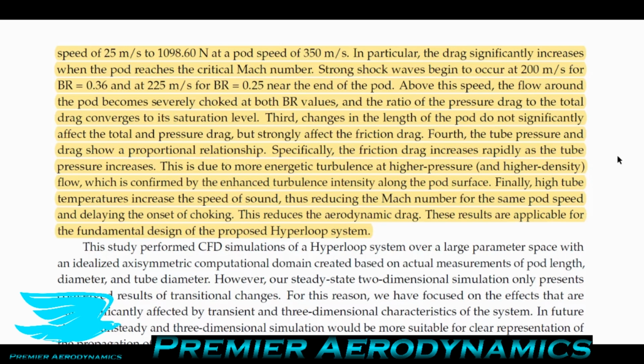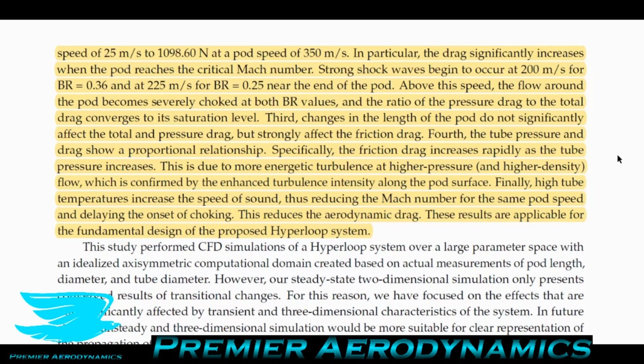Third, changes in the length of the pod do not significantly affect the total pressure drag, but strongly affect the friction drag. Fourth, the tube pressure and drag show a proportional relationship. Specifically, the friction drag increases rapidly as the tube pressure increases. This is due to the more energetic turbulence at high pressure and high density flow, which is confirmed by the enhanced turbulence density along the pod surface.